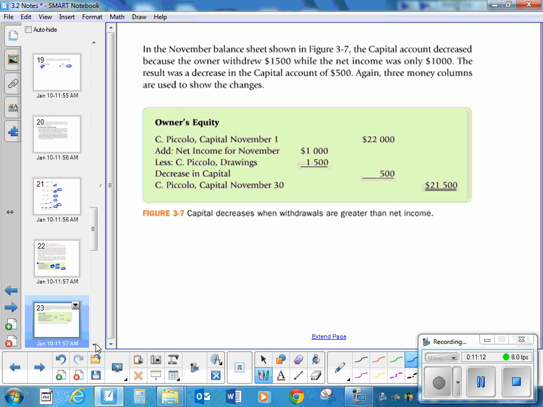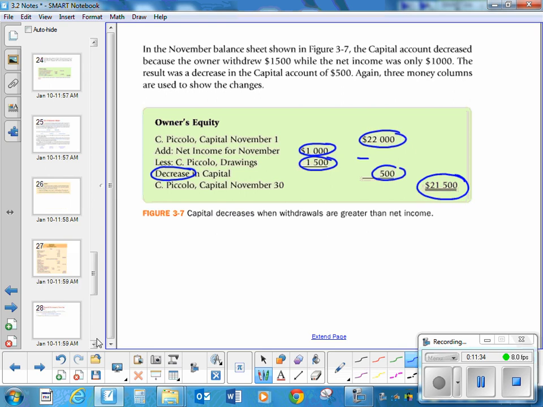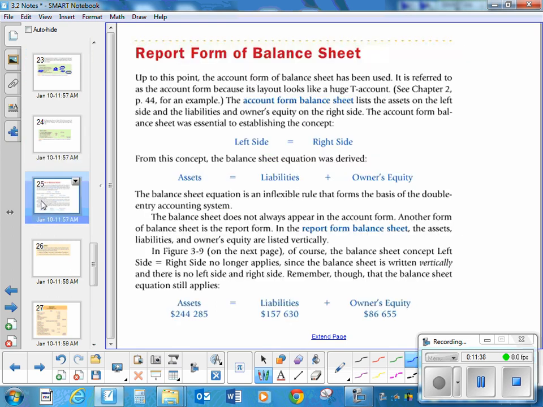Okay. If we would have had a net loss, say for instance like this, say you started with 22,000, you had a net income of 1,000, but you drew out 1,500. We would then have a decrease in capital of 500. And you need to subtract those two to find your new capital of 21,500. Okay, so I think you understand what's happening there.